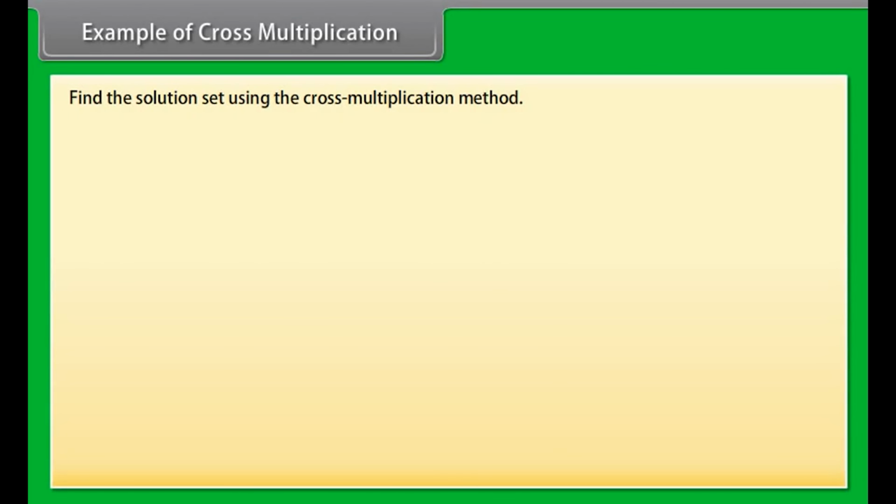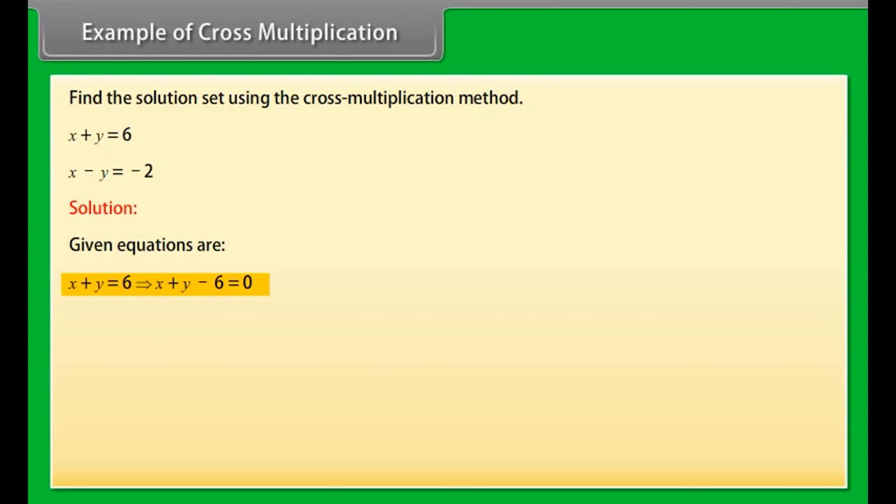Example of cross multiplication. Find the solution set using the cross multiplication method. x plus y is equal to 6. x minus y is equal to minus 2. Solution. Given equations are x plus y is equal to 6. It implies x plus y minus 6 is equal to 0.